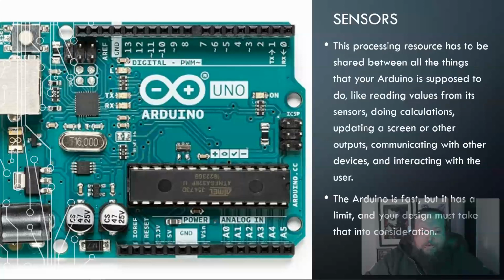And these processing resources are shared amongst everything that you are doing, like reading from the sensors, doing the actual computational thinking work, and sending out any requirements to the effectors or actuators. The Arduino itself, as we said, is a powerhouse for controlling lots of different sensors and working with the effectors and actuators, but it still has its limitations, and you need to take that into consideration.